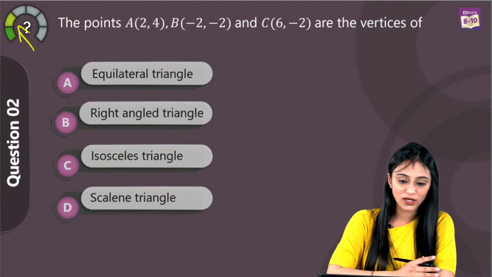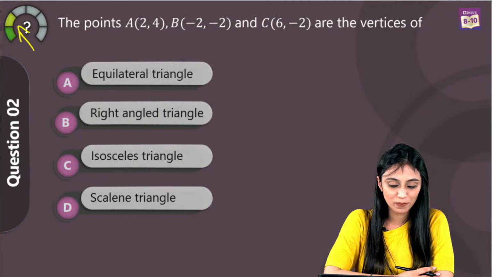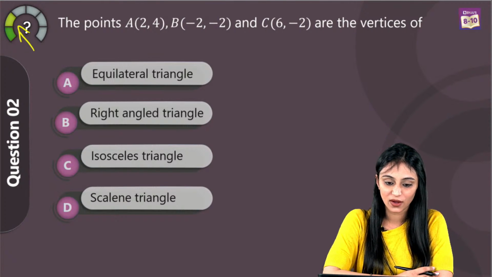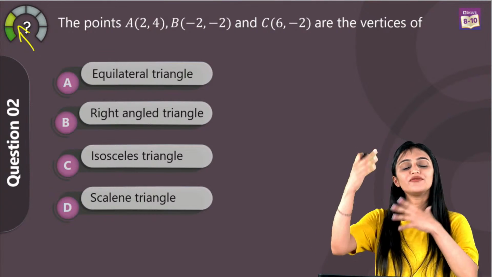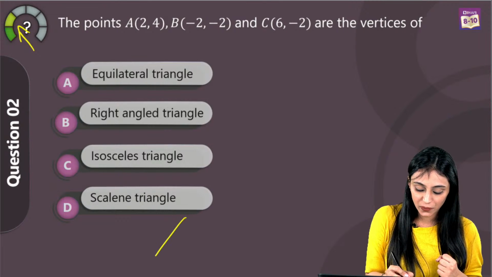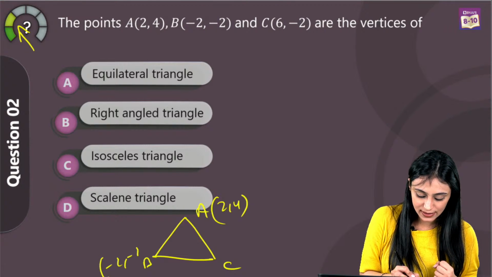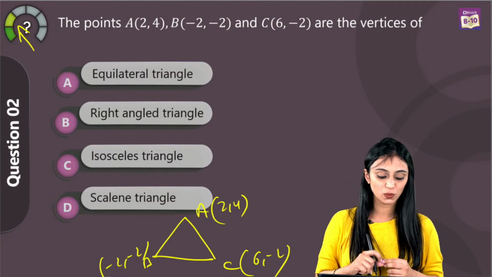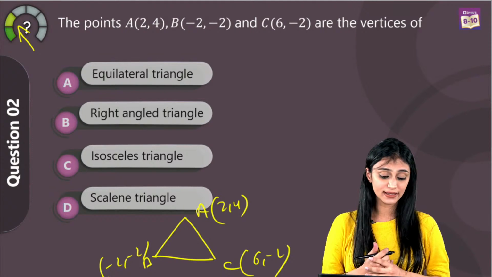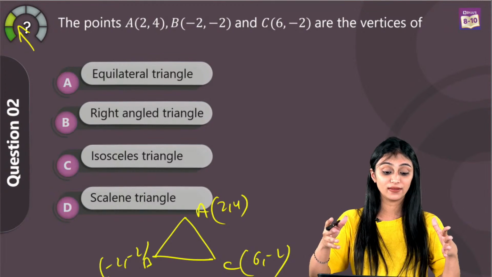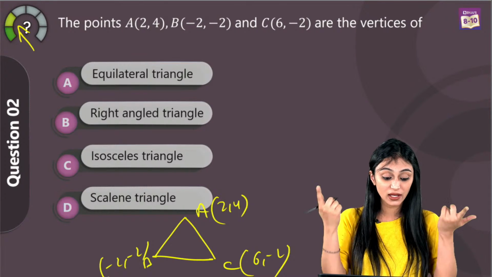All right. Now let's take a look at the next question, which is our question number 2. This is an easy level 1. You can see the points A (2, 4), B (-2, -2), C (6, -2) are the vertices of an equilateral triangle, right angle triangle, isosceles triangle, or scalene triangle. So 4 different types of triangles you have, but this time I'm given the coordinates of the vertices. Now how do I know which triangle it is actually? I don't have the sides. How do I find this out? Do I need to plot them on a graph and then measure each one of them, then I can tell which one it is?